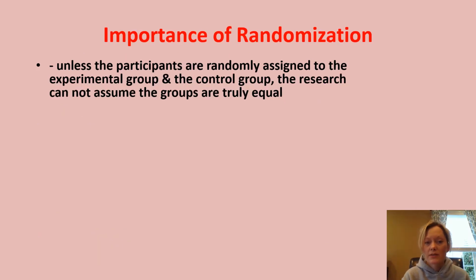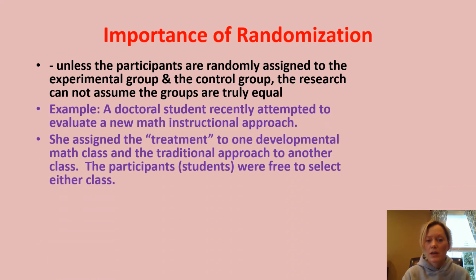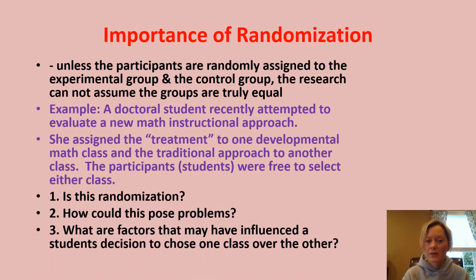And what is the importance of randomization? Remember we talked about unless the participants are randomly assigned, the researcher cannot assume that the groups are truly equal. So we talked about this example in class, how because the evaluator was letting the kids choose which group they were going to go in, that was a problem because there are reasons why a student would choose the new math group versus the traditional one.